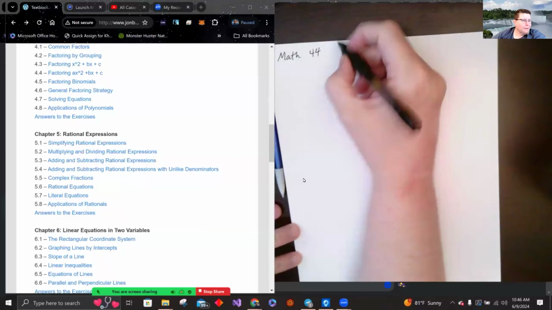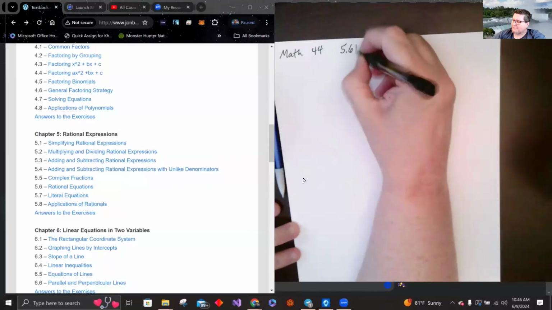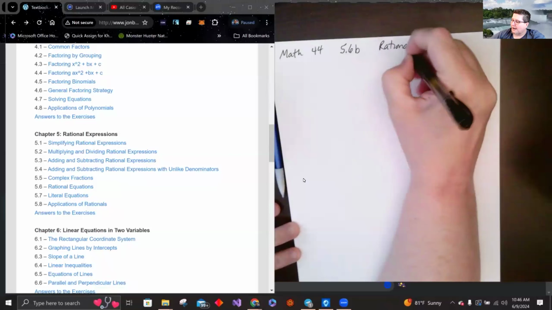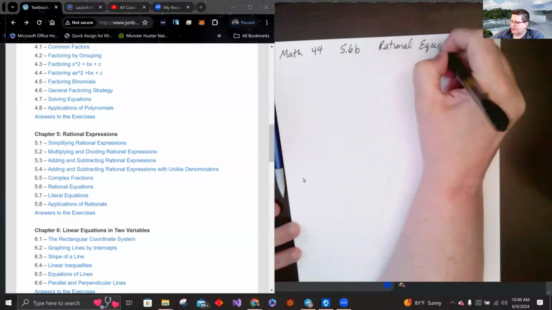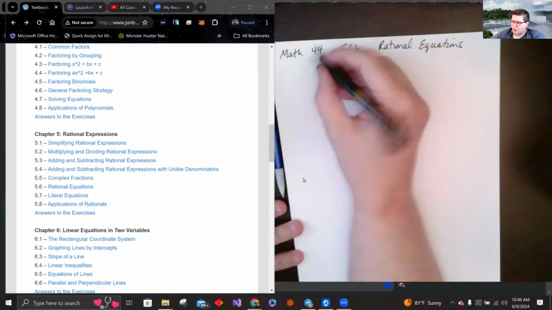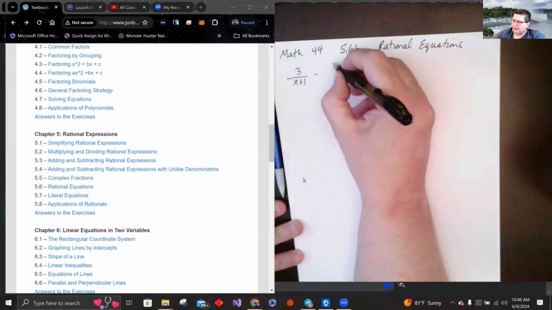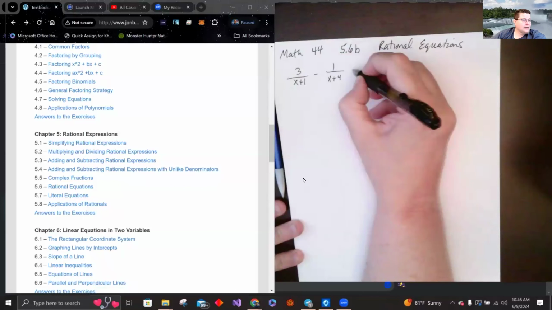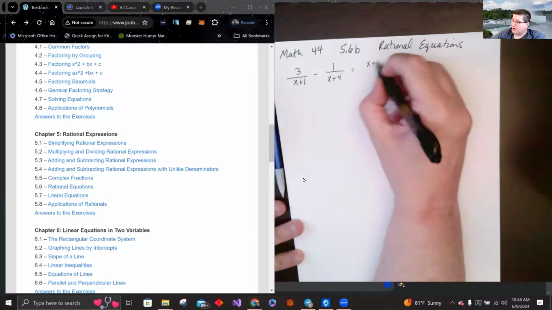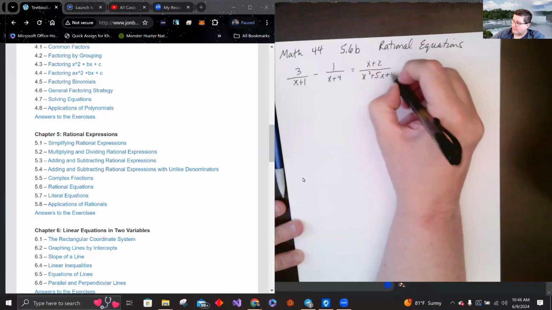Math 44, welcome back, everybody. We are working on rational expressions. This is 5.6b, not expressions, rational equations. And these will be the bigger examples. So let's do 3 over x plus 1 minus 1 over x plus 4 equals x plus 12 over x squared plus 5x plus 4.